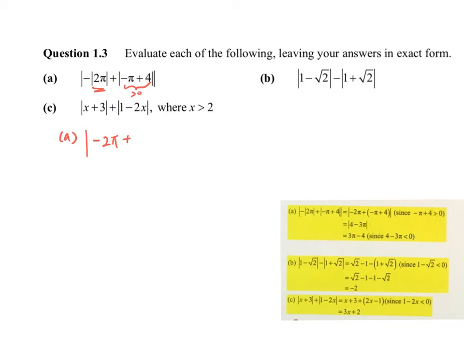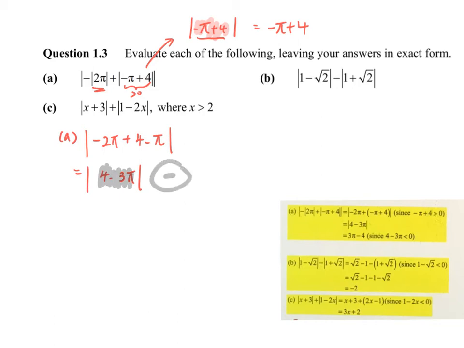So the mod of negative pi plus 4, because you know that this portion here is actually positive, is just negative pi plus 4. Let me write it as 4 minus pi instead. This is the same as the modulus of 4 minus 3 pi. Now if you go to your calculator, you will find that 4 minus 3 pi is actually negative. So since it's negative, the modulus of it will be the negative of 4 minus 3 pi, which is just equal to 3 pi minus 4.